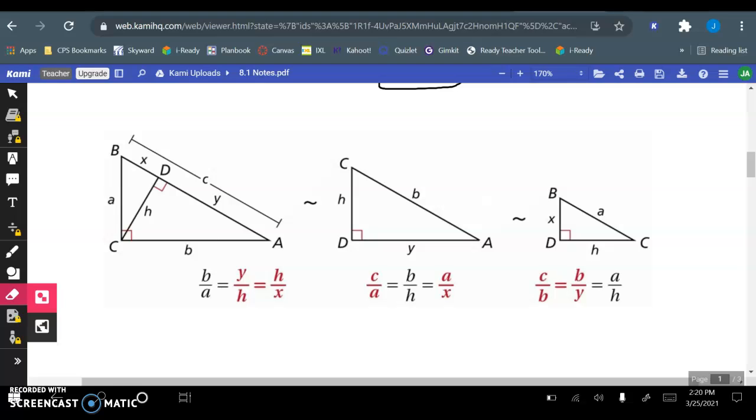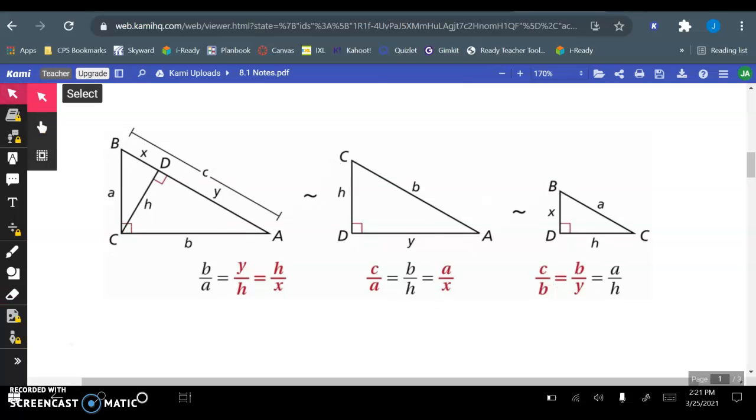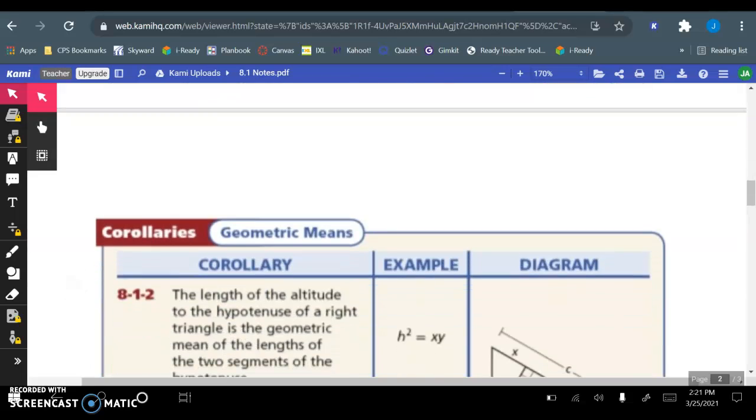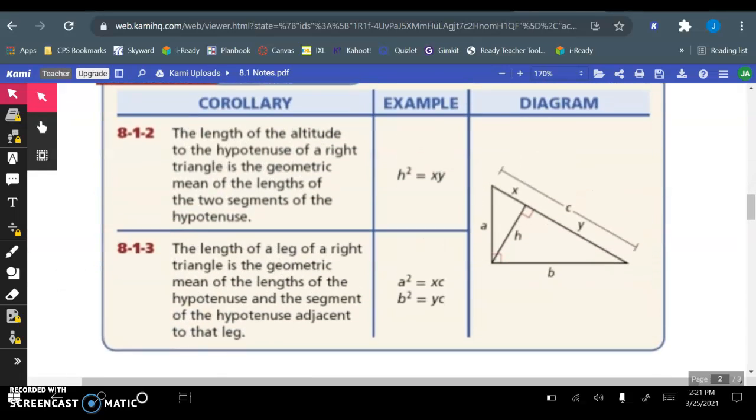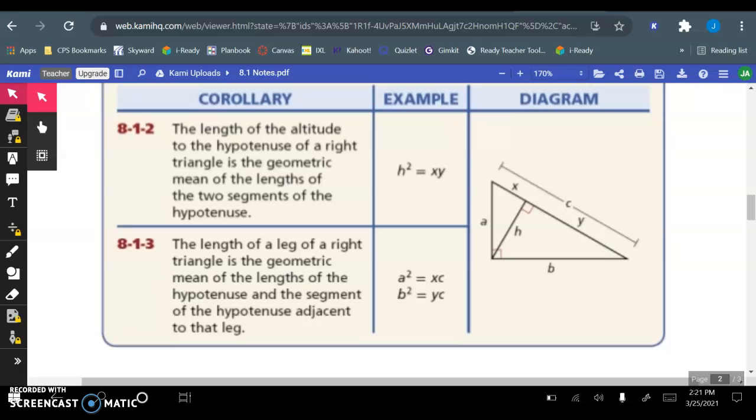proportion down here says C over B, which is the hypotenuse over the longest leg. And then in the middle, the hypotenuse over the longest leg would be B over Y. And then in the small triangle, the hypotenuse over the largest leg would be A over H. So just showing the different ratios that can be set up for the similar triangles. So now we have these two here. You're going to need this picture and these three equations to help you solve problems.